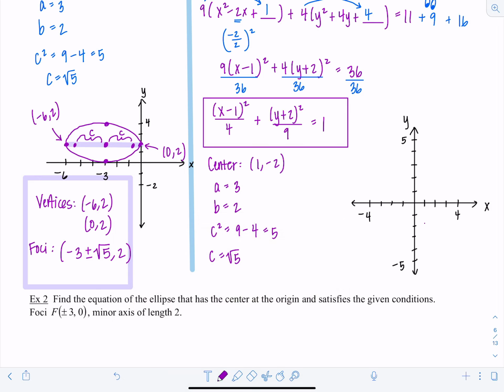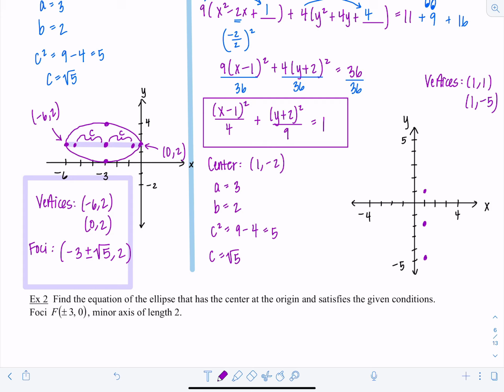It's at 1, -2. A is 3, so that's going to be in the y direction. So I go up 3, down 3. Those are also my vertices, okay? Let's just list them out before we forget. So where are the vertices? 1, 1, and 1, -5.